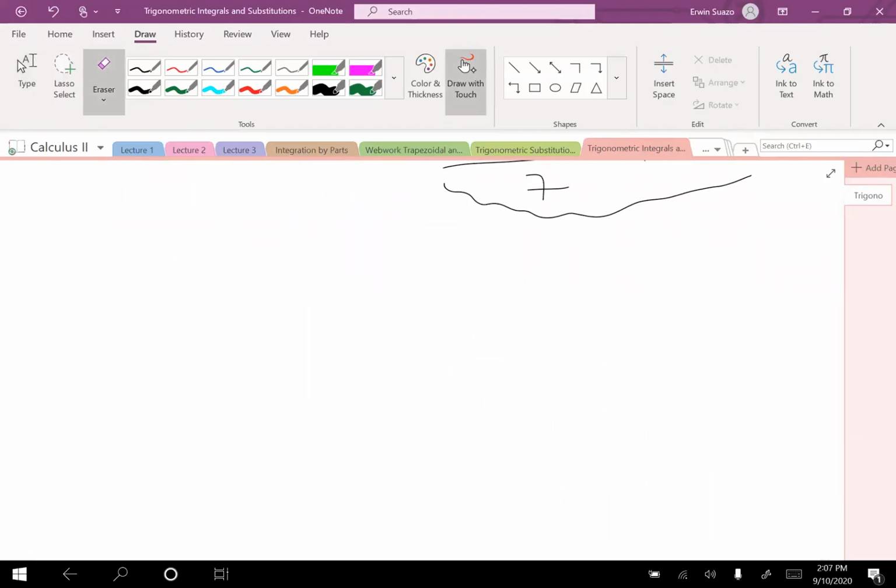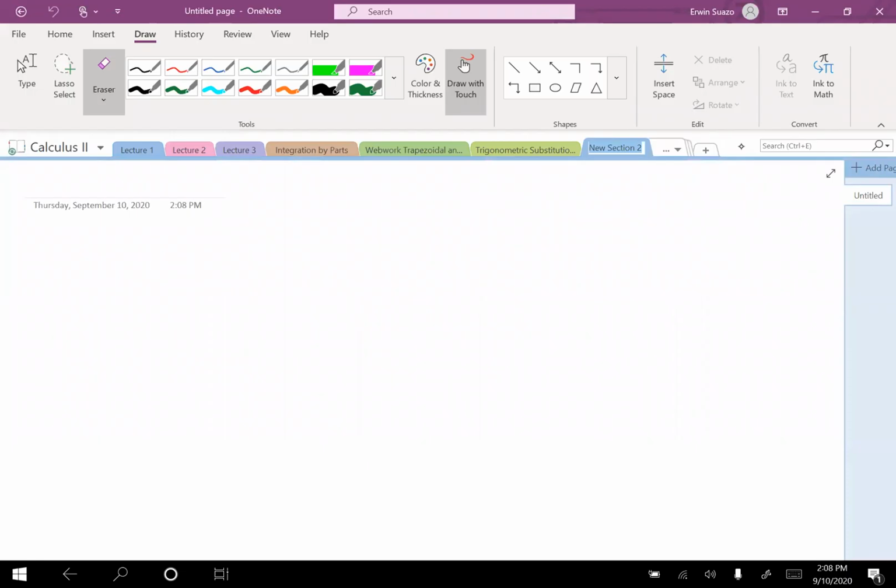So the next section. This one is called trigonometric integrals. The next one is trigonometric substitutions. Okay. So what is the difference between the two? They're very similar, but let me make a new section here. Let's call it trigonometric substitutions.